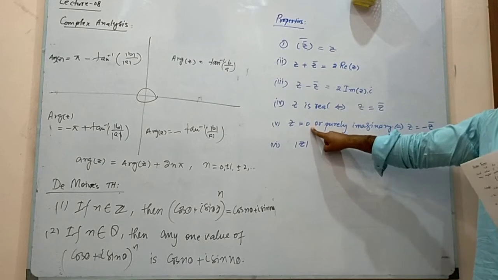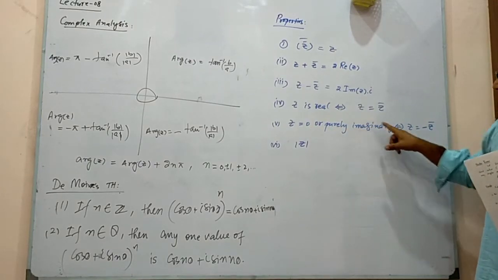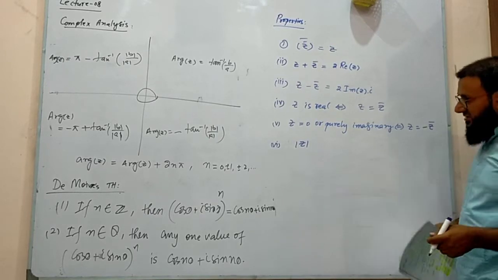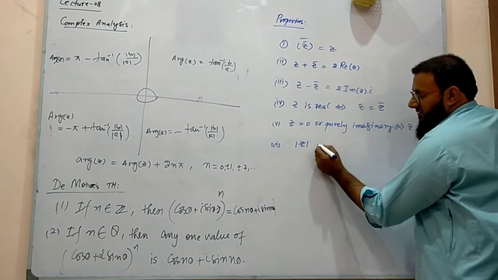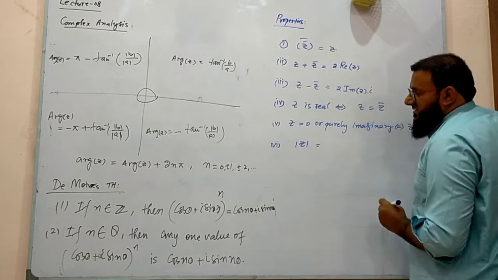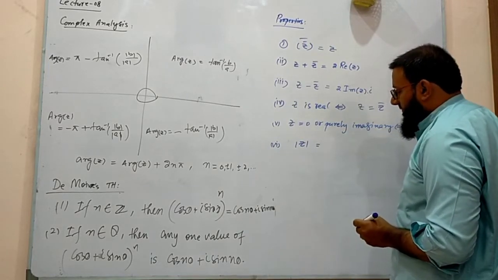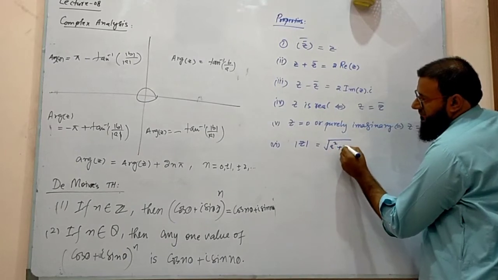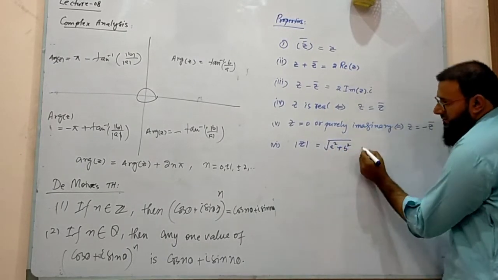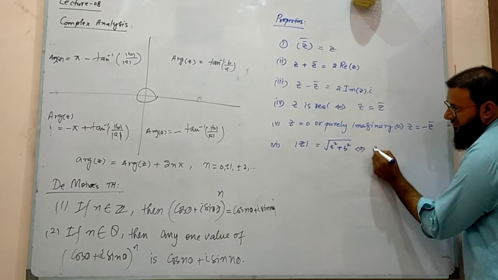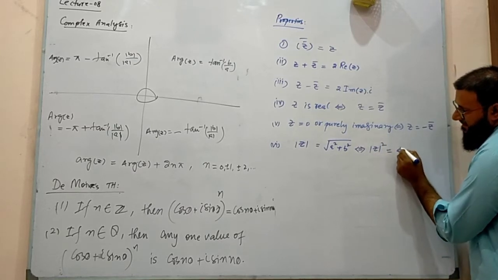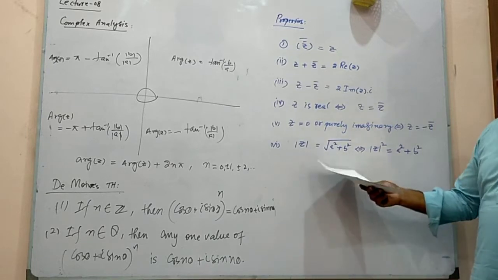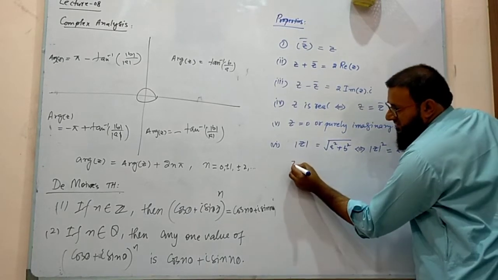Z is going to be 0, or it's purely imaginary when this thing happens. You know very well this thing. What about this thing? You know very well that this thing is equal to the square root of. So what is this? Is it okay? Square on both sides. What about this?